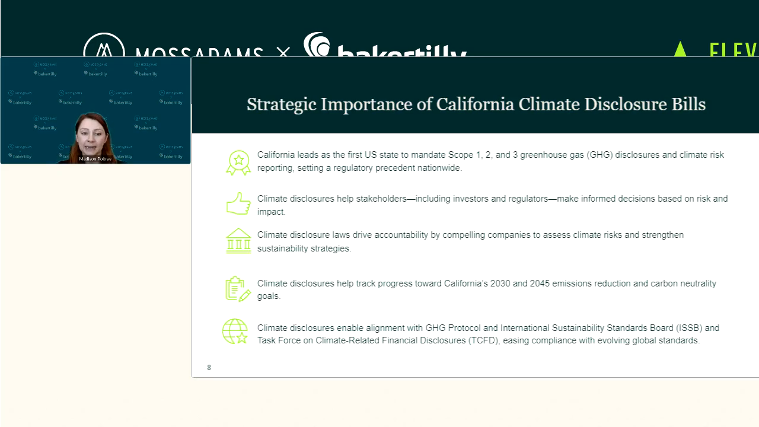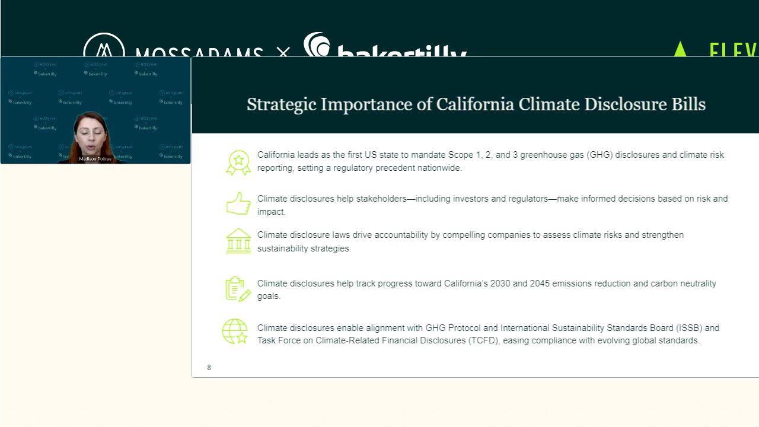Next, we are seeing investors and financial markets demanding transparent and comparable climate-related disclosures to assess risks and opportunities. Compliance with these laws enhances corporate credibility and access to capital, meeting those investor and market expectations. So outside of compliance, we do see that investor request and need. In addition, these climate laws support California's existing climate policies, specifically their goals for 2030 emission reductions and reaching carbon neutrality by 2045. It introduces a mechanism for California to track progress at the entity level.